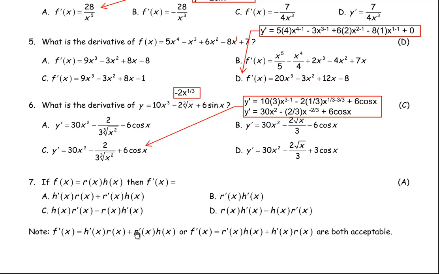Now, you can instead start with differentiating the h and multiply by the r plus, and then do the opposite, plus r prime times h of x. So both of those are fine. There's nothing wrong with either of them. So the only correct one, let's see here. This one here is the same as this. So that's why A is the correct answer for number 7.